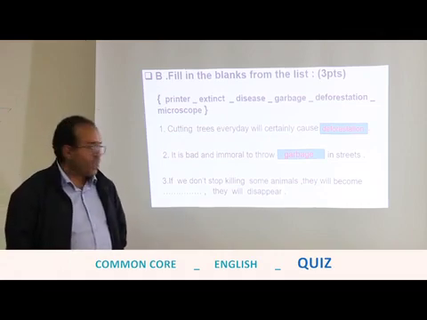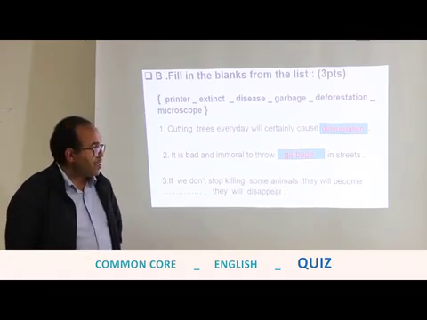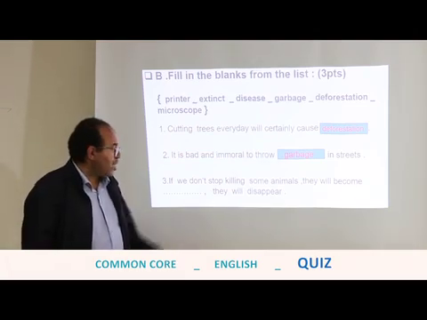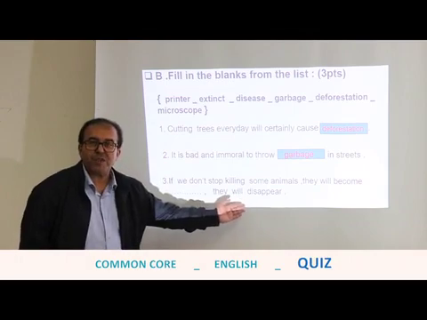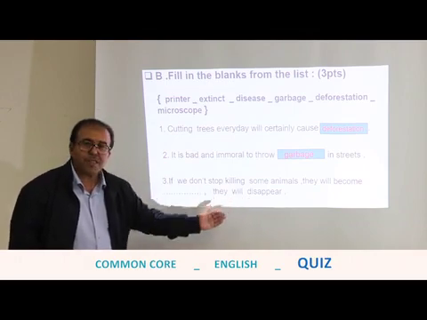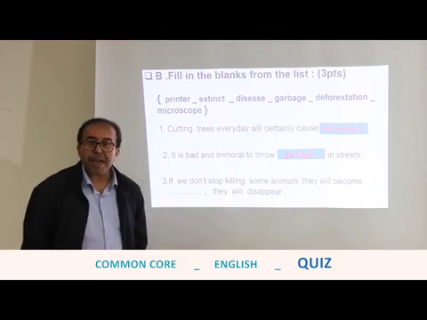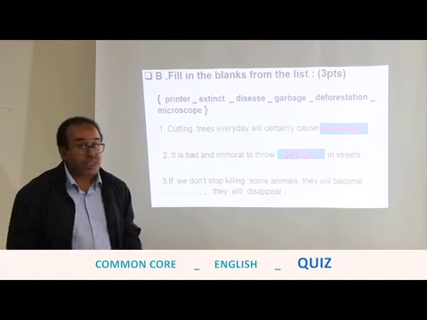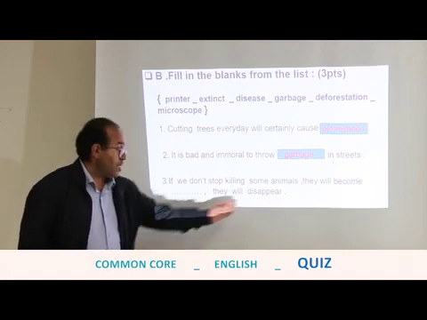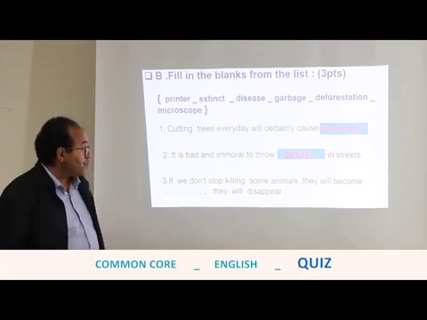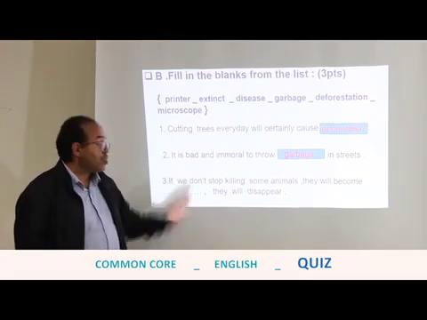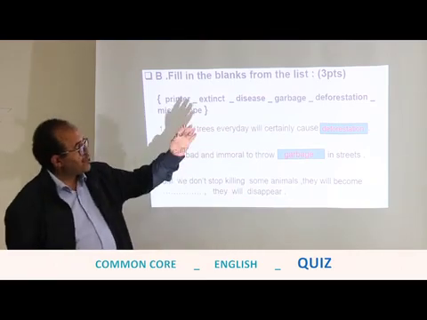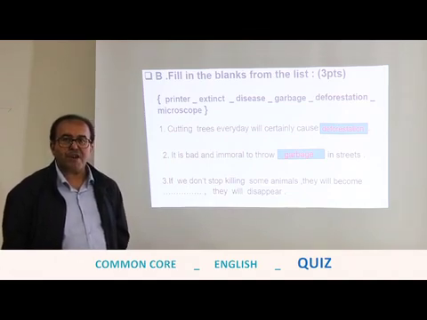So they will disappear, we will not see them anymore. So, if we don't stop killing some animals, they will become what? Now, please, they will disappear. These words are like French, okay? Disappear. The opposite of appear. To appear, and when I see something, it appears. When I don't see something, it disappears. So if we kill animals, they will disappear. Which word is related to disappearance of animals?